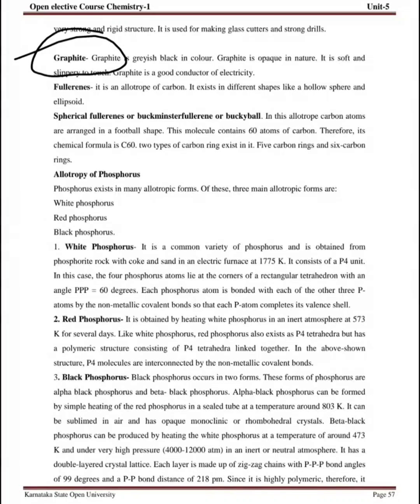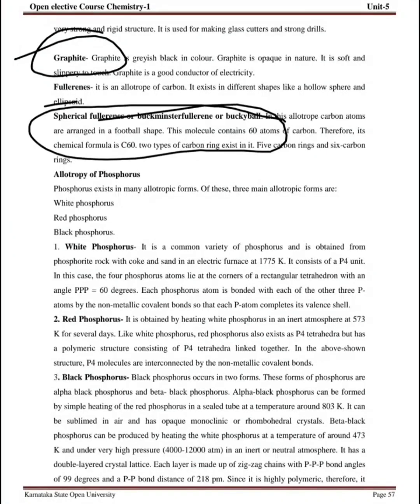And next is fullerenes. It is an allotrope of carbon. It exists in different shapes like hollow spheres and ellipsoids. These are the allotropes of carbon. Fullerene is an allotrope of carbon containing molecules of 60 carbon atoms, and the chemical formula is C60. That is the fullerene. And two types of carbon rings exist in it: 5-carbon rings and 6-carbon rings. This is the characteristic of fullerene.